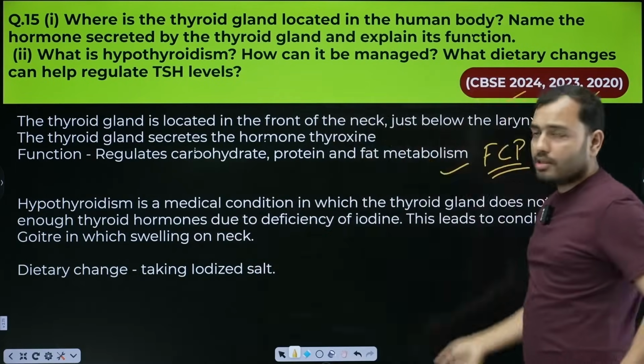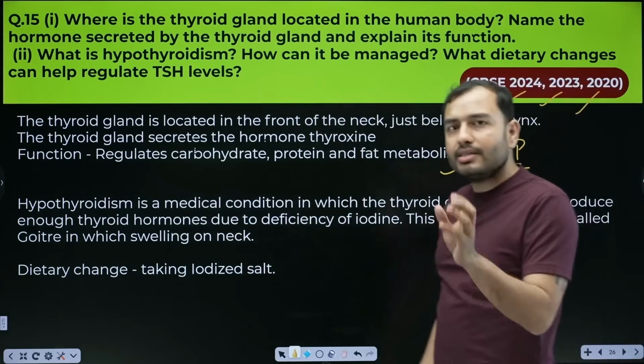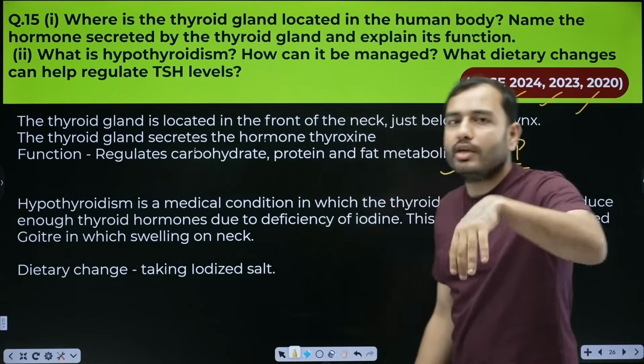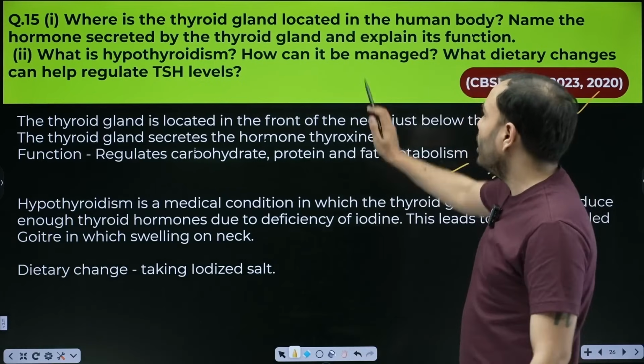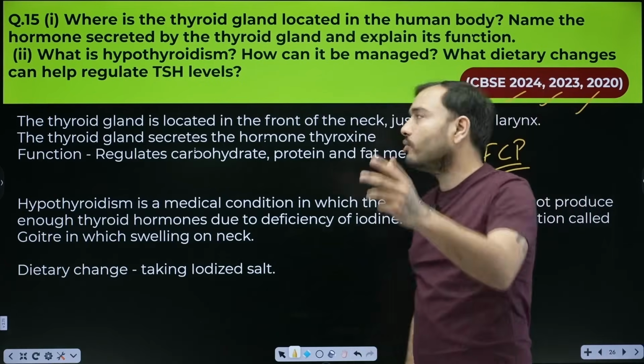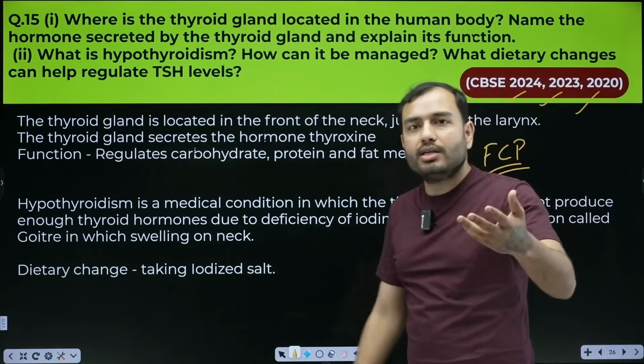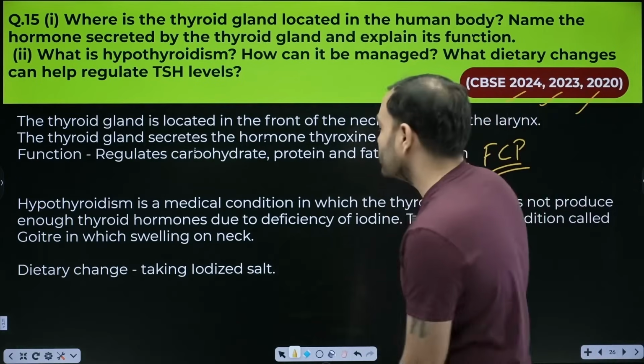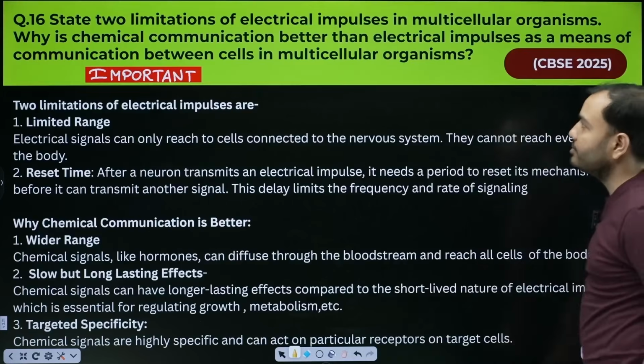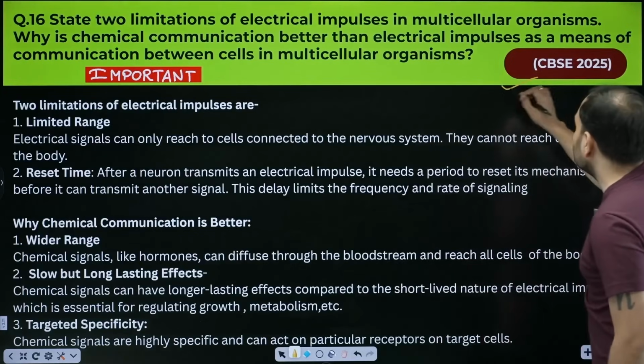What is hypothyroidism? Hypo means less, meaning thyroxine has decreased. Why does it happen? Because of iodine deficiency. How can it be managed? Add iodized salt to your diet. What dietary changes can help regulate TSH level? What dietary change should you make? Include iodine-rich salt in your diet. Okay, come on. This is important. It was asked in CBSE 2025.